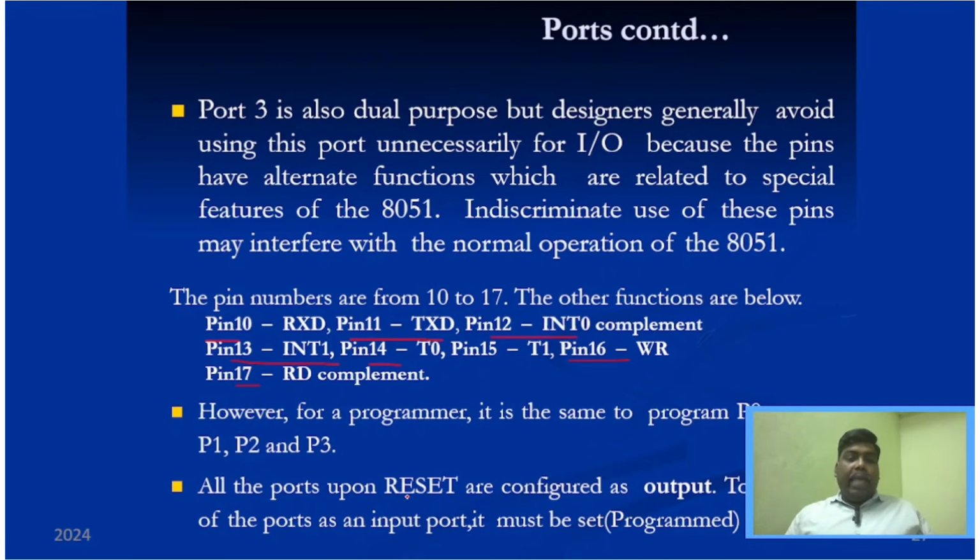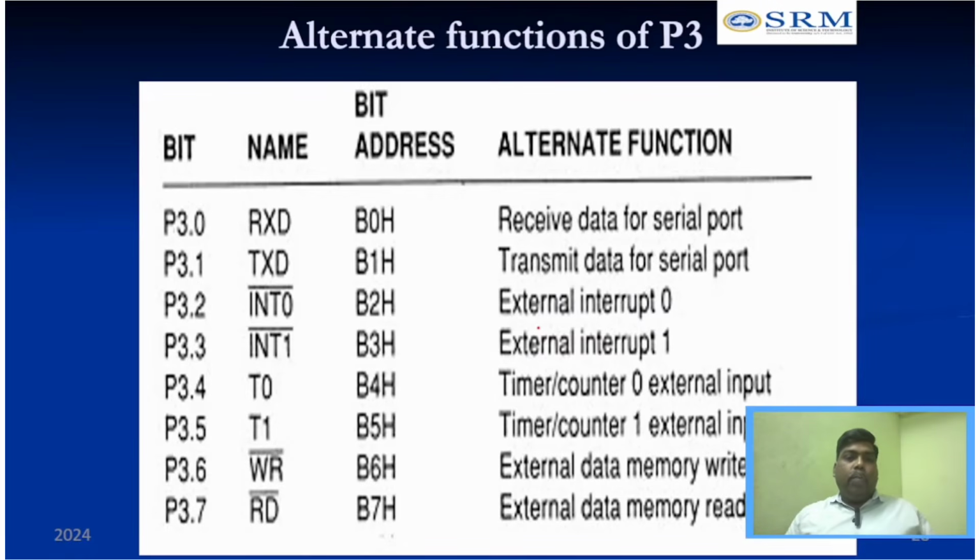And all these ports P0, P1, P2, P3, whenever they reset, can act as output ports, right? So that is about ports. And you can see the different functions of port 3 pins. P3.0, that is RXD, is used to receive data from the serial port, as I said. RXD is to receive data from the serial port, TXD is to transmit data on the serial port, and INT0 is external interrupt.